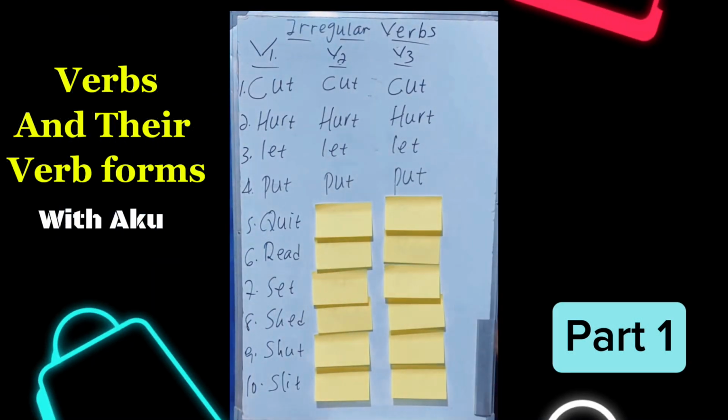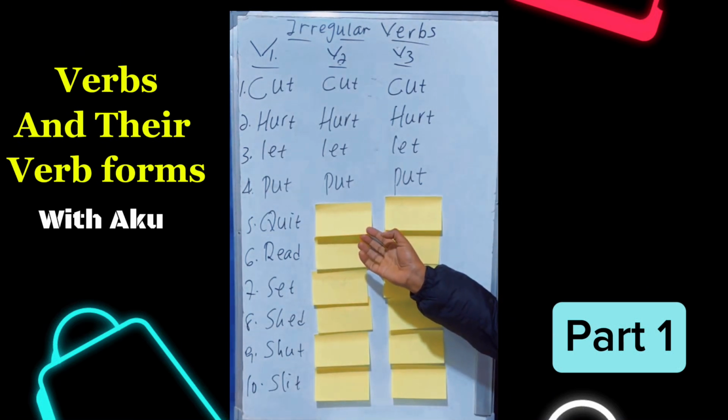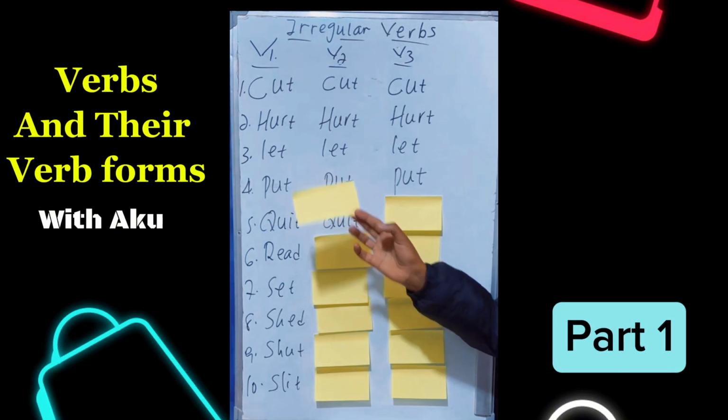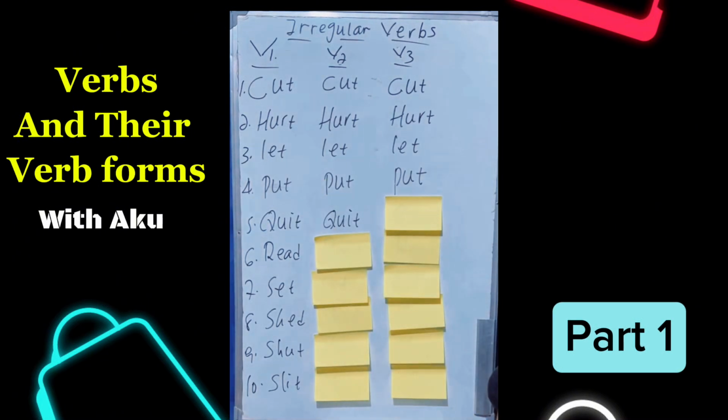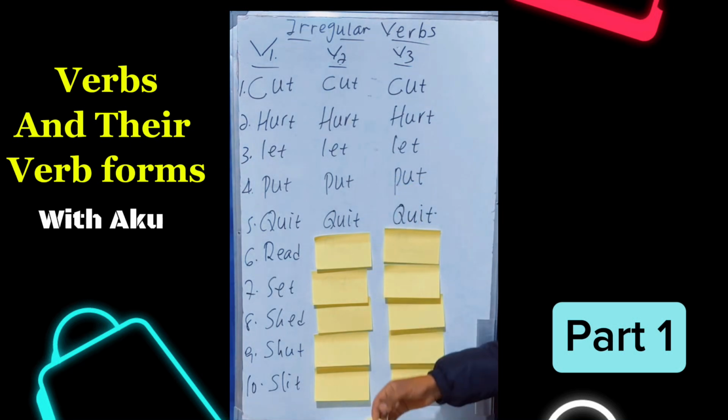What is the verb form of this verb? Verb 2 form of this verb? Quit. Verb 2? Quit. Verb 3? Quit.